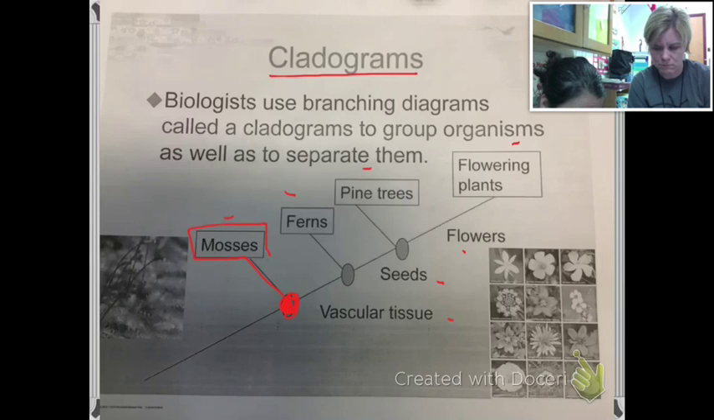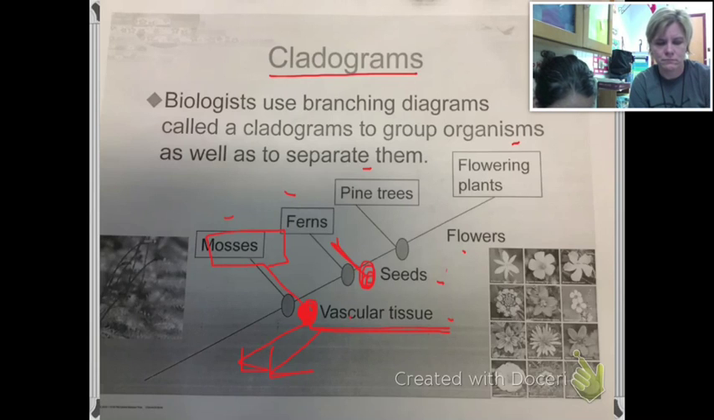So the mosses are probably the most simple organism on this cladogram because they do not have any of these characteristics. They don't have vascular tissue, they don't have seeds, they don't have flowers, all because this little node fell below these characteristics. Ferns is next. This is their node right in here. So they have everything below their node. They have vascular tissue, and that's it. They still do not have seeds. They still do not have flowers.